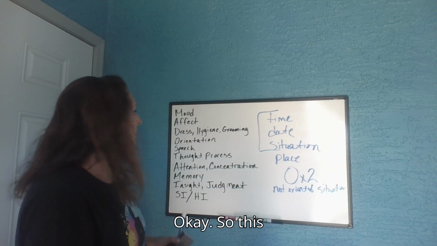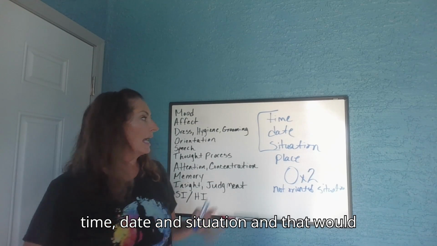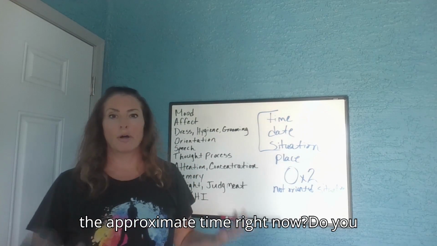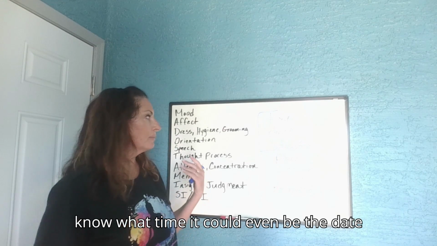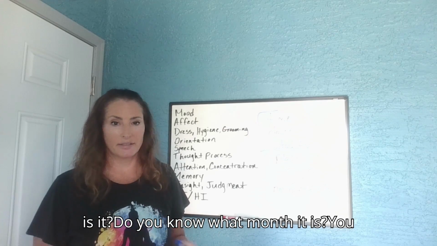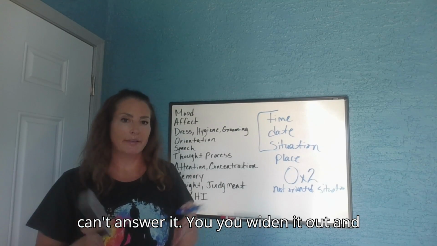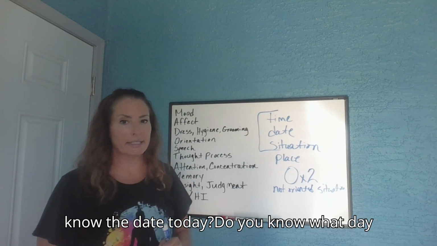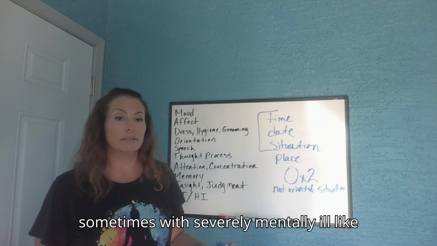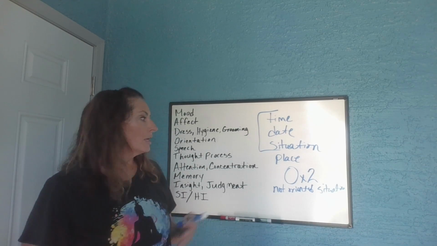Obviously, if somebody is not alert to time, date, and situation, that would be literally like, do you know what time it is? Do you know the approximate time right now? The date could even be what time of year is it? Do you know what month it is? You want to start specific, and if they can't answer it, you widen it out and go more general. So you could say, do you know the date today? Do you know what day of the week it is? And sometimes with severely mentally ill, like schizophrenia, you would say, do you know what season it is?